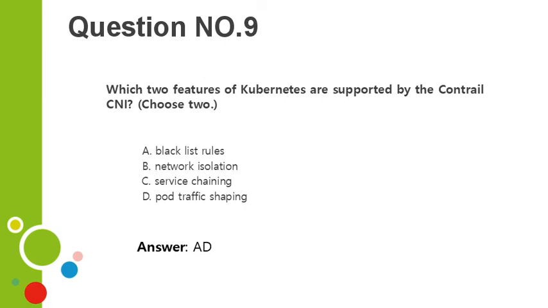Question number 9. Which two features of Kubernetes are supported by the Contrail CNI? Choose 2. A. Blacklist rules. B. Network isolation. C. Service chaining. D. Pod traffic shaping. Answer: A, D.